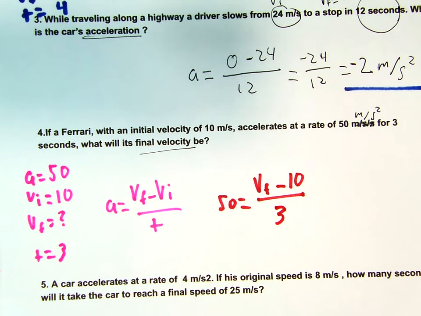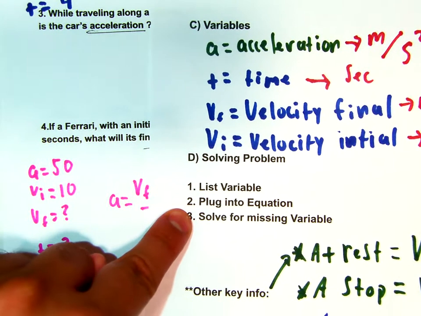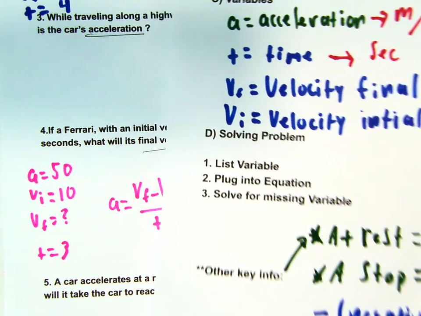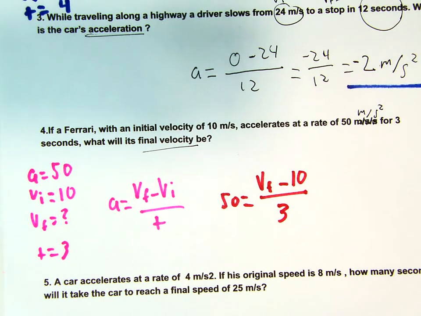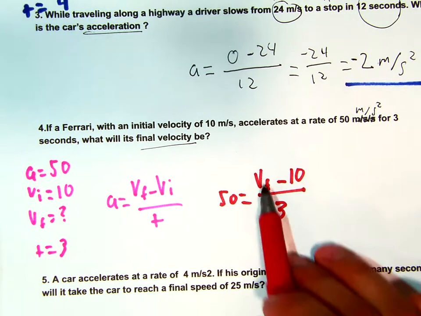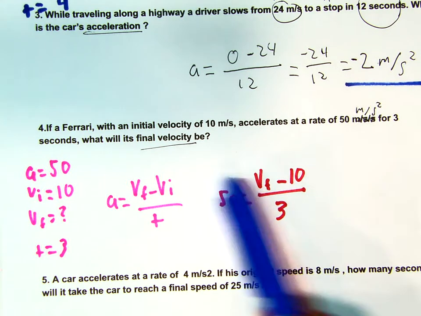Okay, so we've just gone through step 1, list variables. Step 2, plug into the equation. Now we've got to go to step 3, solve for the missing variable. That's the most difficult part. We have to solve for this missing variable, that unknown. And what does that mean? Solve for it? That just means get it by itself on one side. That's all it means. Let's go ahead and I'm going to go over how to do this with you guys.